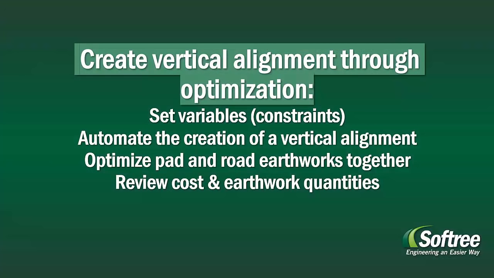Go into our next segment now, which is creating our vertical alignment. So Jack, as I mentioned earlier, is going to be using our optimization add-on to RoadEng, so that's Softtree Optimal. He's going to use that to create the vertical alignment that's going to optimize both the road and the pad's earthworks together. So in here, he's going to set our variables and our constraints. Then he's going to automate the creation of that alignment and then review the cost and earthwork quantities. So that's our next section.